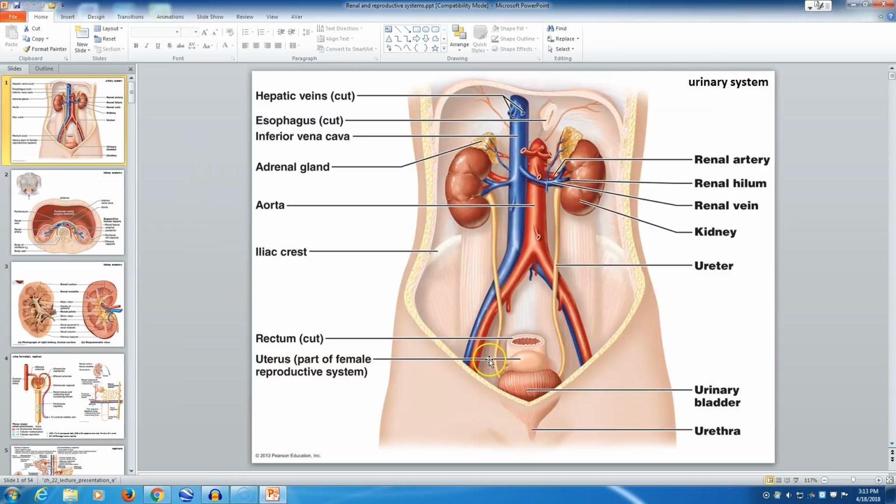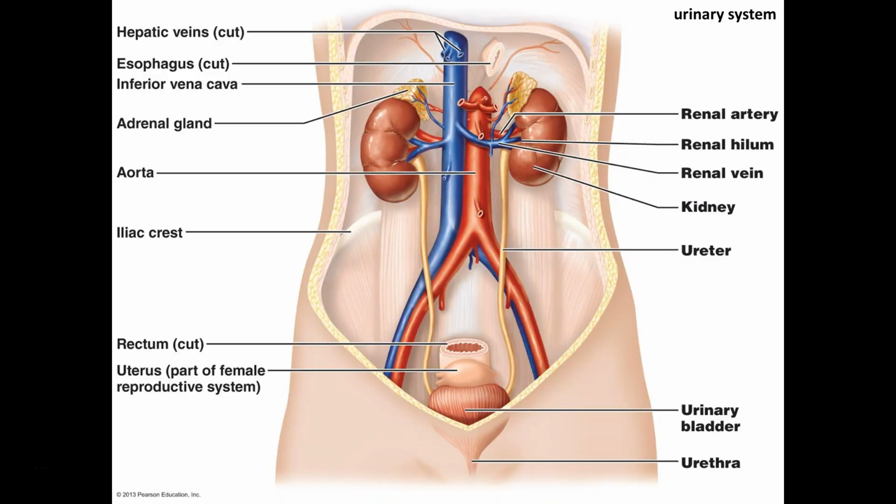Okay, we start to talk about the urinary system today. Anatomically, it's pretty simple. There's some physiology involved, which we'll have to talk about to some extent. And then we can talk about reproductive. So, anatomy of the urinary system.